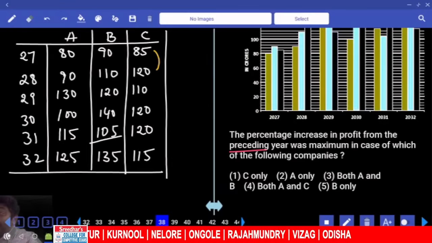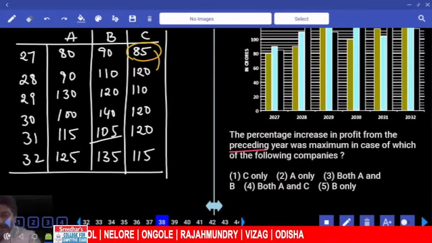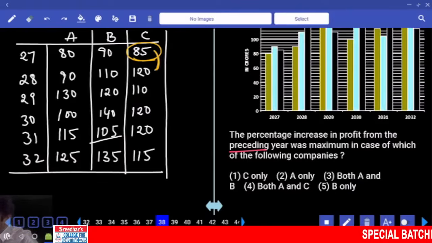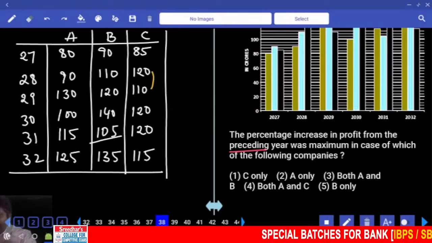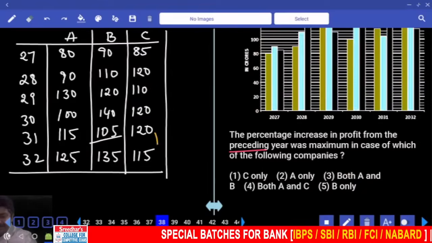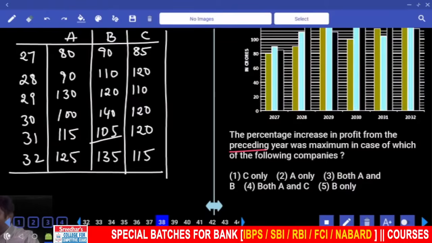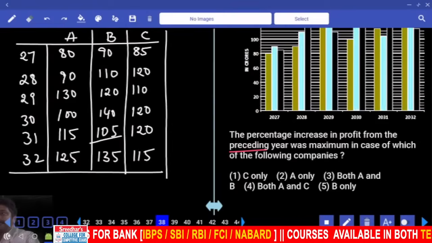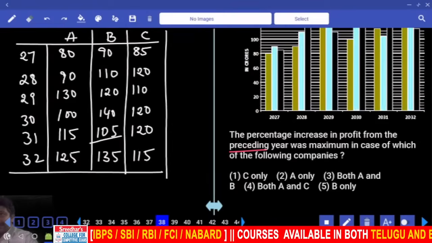Increase 35. What is 40% of this number? 10% double. 34. How much more is our number now? 35. It is a little bit more than 40%, but not 44%. Agreed or not? So that also can be eliminated. Next, decrease. Increase is 10, not a 40%. Not increased, decreased. So highest is for A. Company A only. Clear?